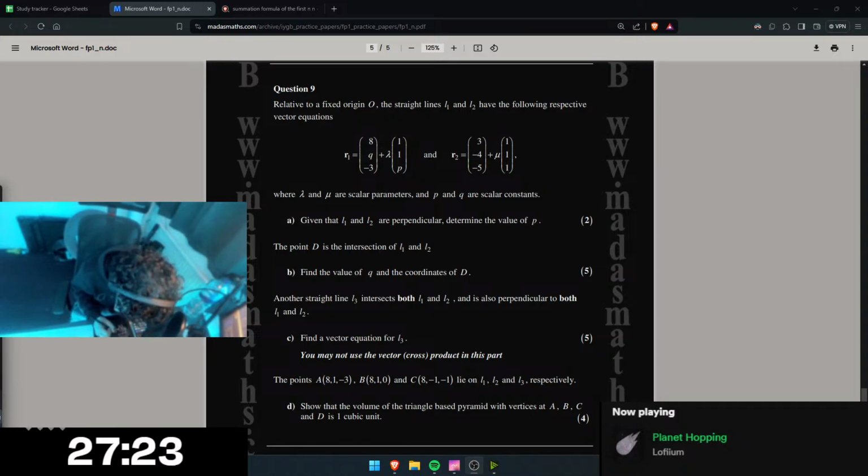We're given that they intersect, so we can assume that's true.